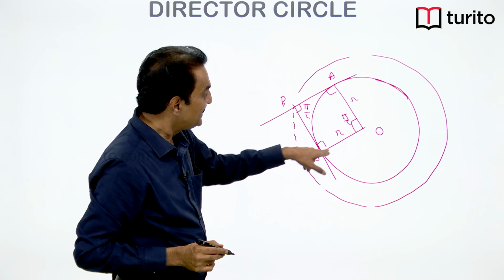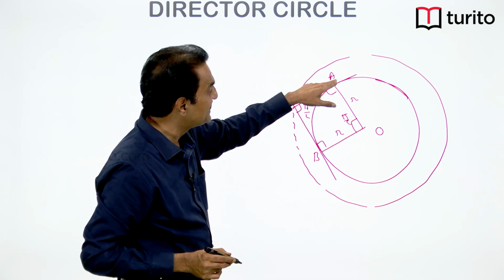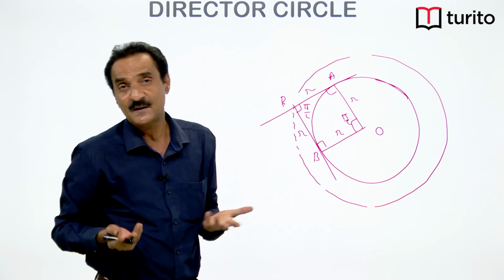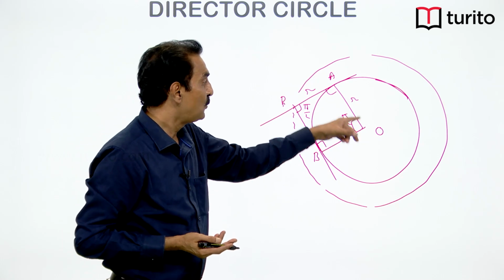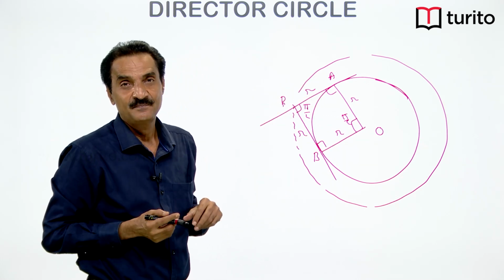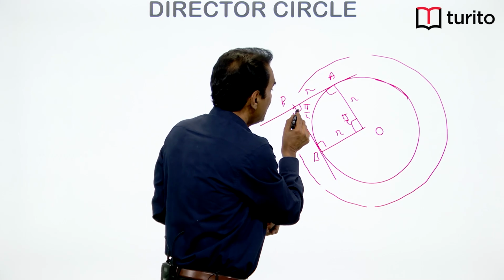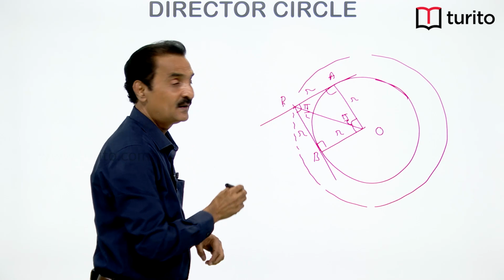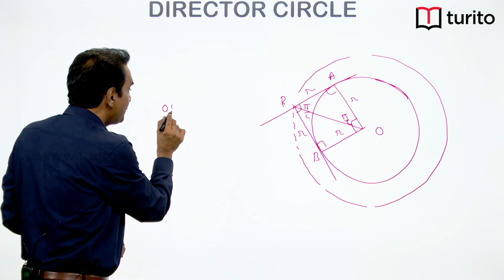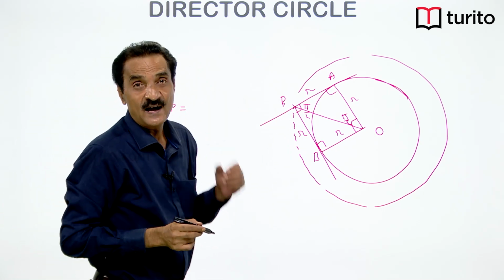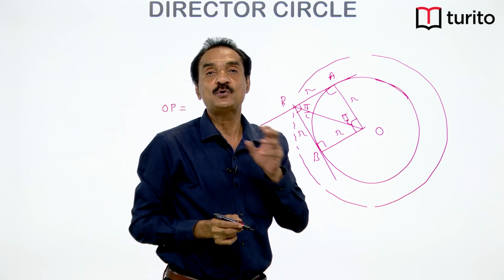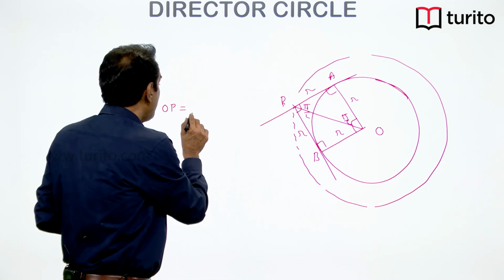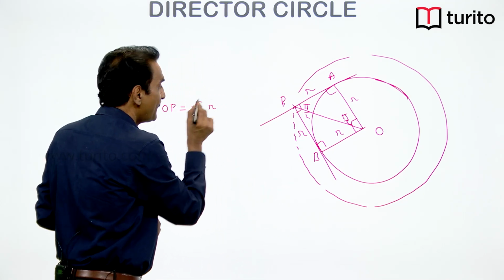And this side is r, this side is r. So, this length is r, this length is r. So, what is the figure formed? The figure OAPB is a square. Then, what is the length of the diagonal of the square, OP? The length of the diagonal of the square will be root 2 times the length of the side. Length of the side is r. So, OP is equal to root 2 r.